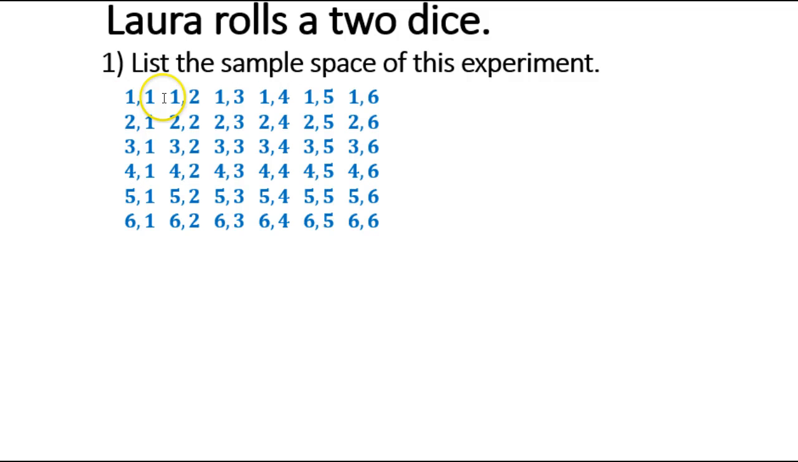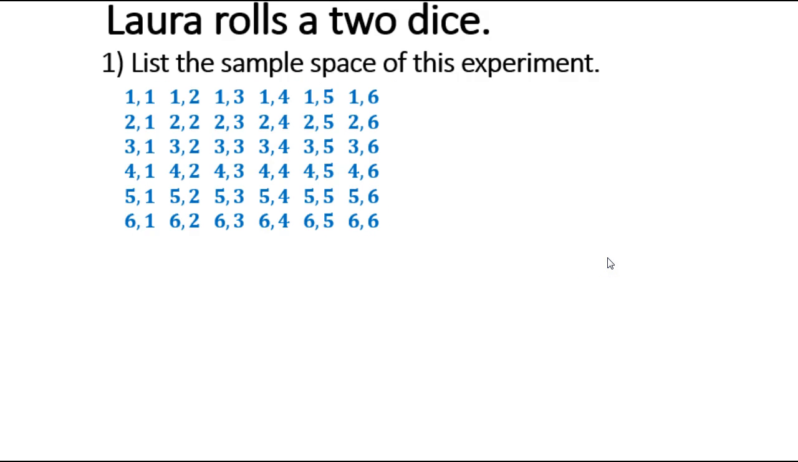So we can have a 1 on the first die and 1 on the second die, 2 on the first die and 1 on the second die, 3 on the first die and 1 on the second die, and go through all the different possibilities all the way up to a 6 on both dice. Okay, so this is our sample space. If we look here, we've got 6 one way and 6 across. This is 36 different possibilities that we can have when we're rolling 2 dice together.